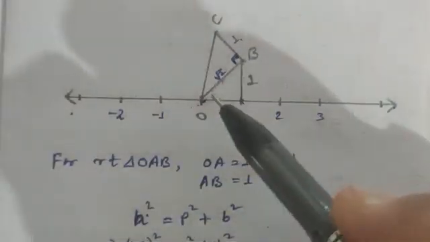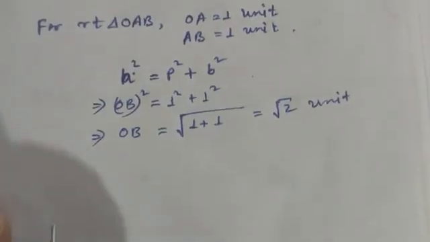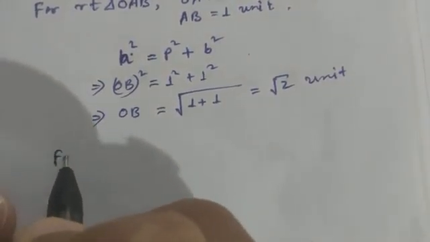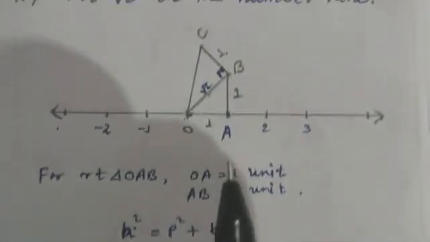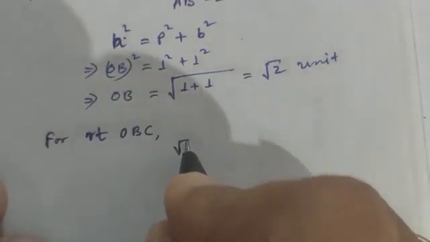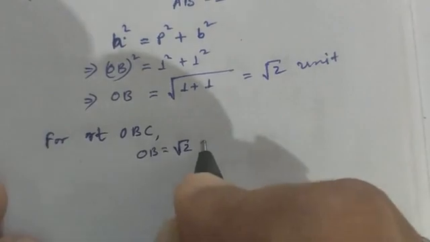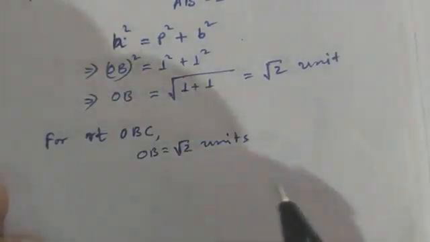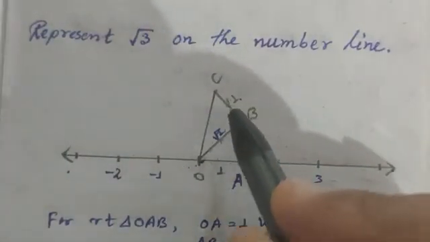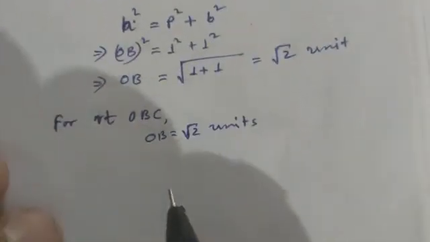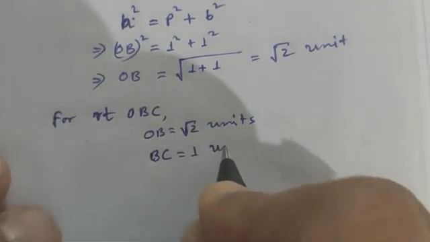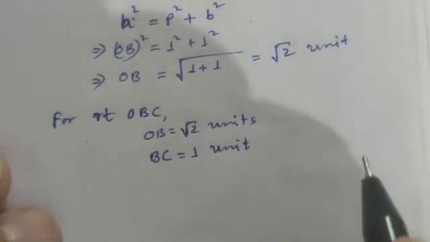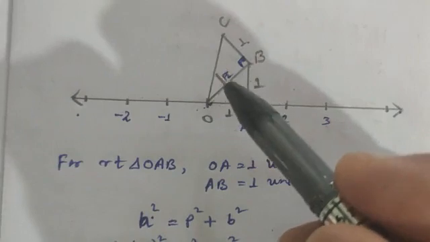What is the name of the triangle I said? Yes, that is OBC. For right triangle OBC, what do we have? OB equals root 2 units. Then BC. BC is equal to 1. Isn't it? Now, we have to find out OC.